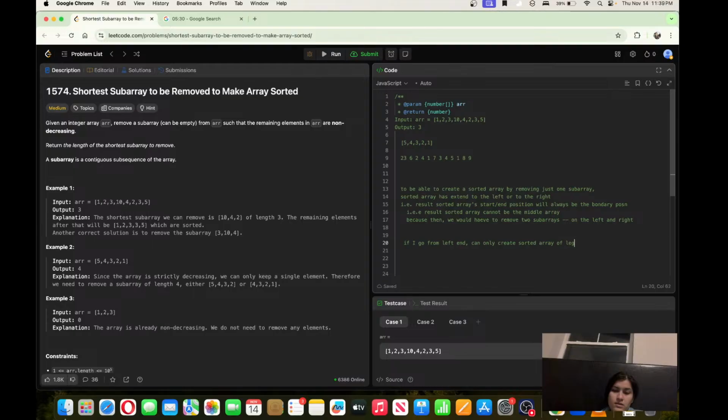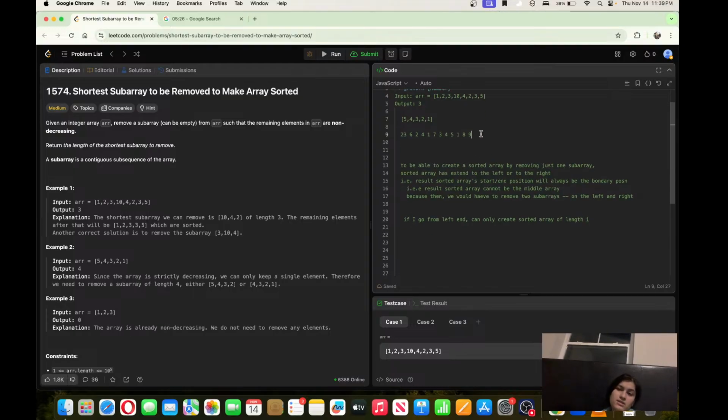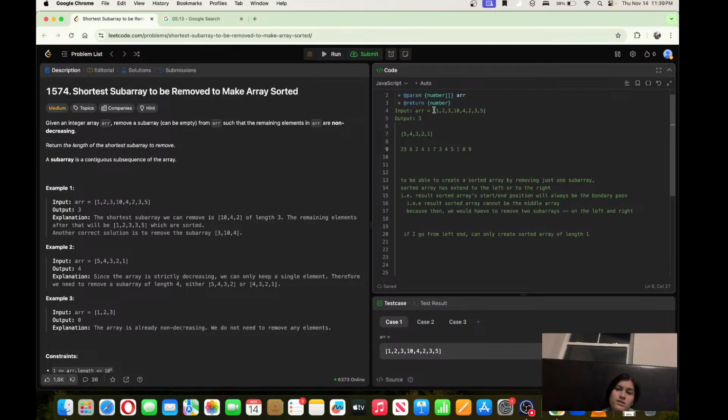Sorted array of length 1, right? But what if I go from the right one? From the right one also I can only create a sorted array of length 1 here as well. So it means that the answer will be 1. Let's look at this example.